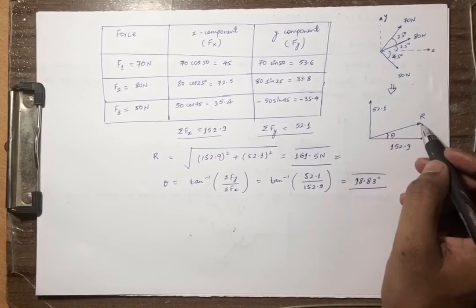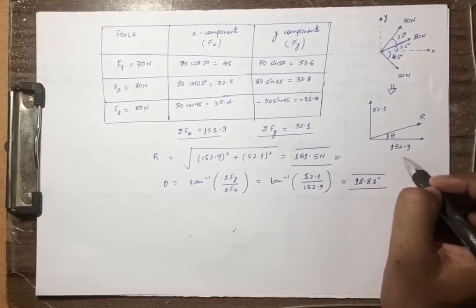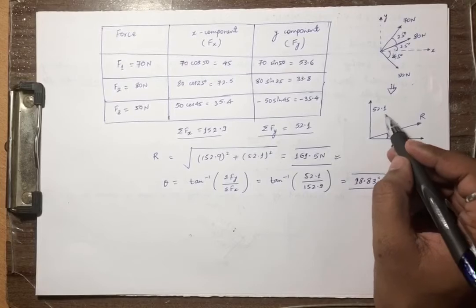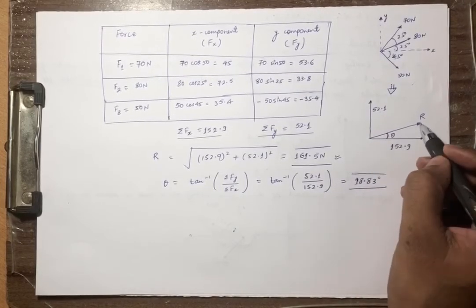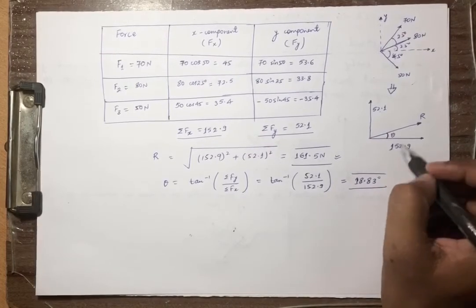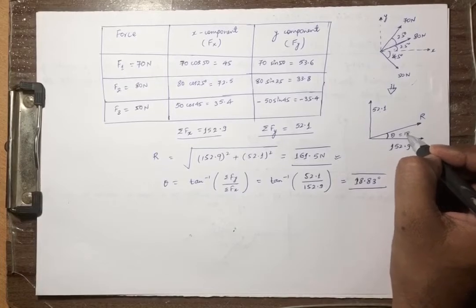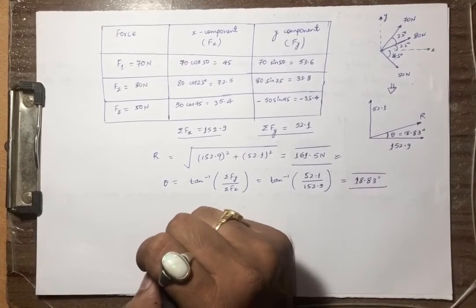So you can ask, sir, why you have drawn this R close to this component? Because as compared to this 52.1, this is very large. This means the resultant will be closer to this force. So that's why it is coming 18.83 degree. Okay.